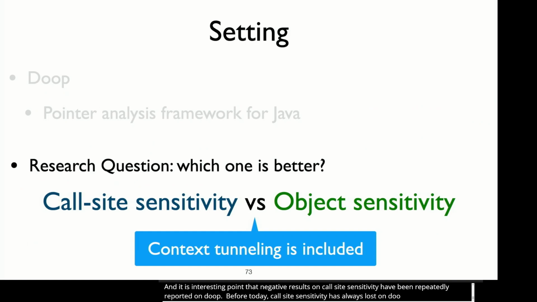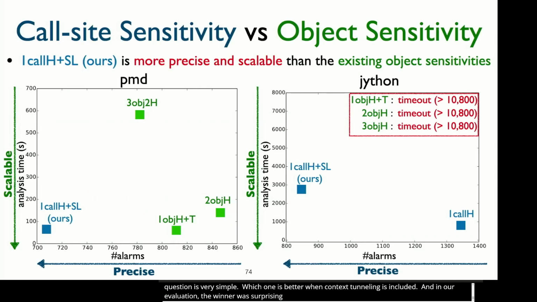And the research question is very simple. Which one is better when context tunneling is included? And in our evaluation, the winner was, surprisingly, call size sensitivity. These two analysis results show that our call size sensitivity is more precise and scalable than the existing object sensitivities.